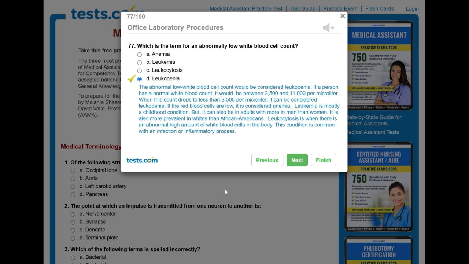Leukemia is a mostly childhood condition, but it can also be in adults with more in men than women. It is also more prevalent in whites than African Americans. Leukocytosis is when there is an abnormally high amount of white blood cells in the body. This condition is common with an infection or inflammatory process.